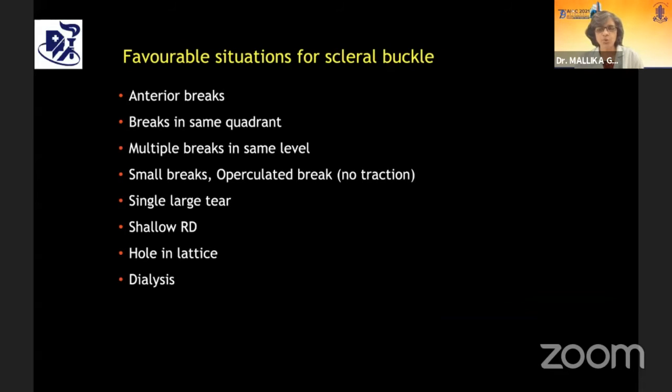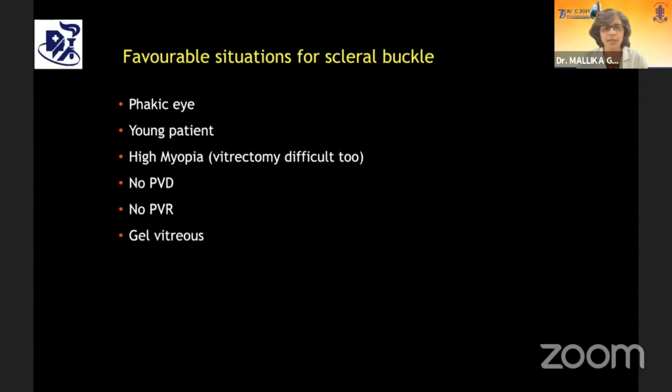Before we know what are unusual situations, it's better to know what are favorable situations for a buckle. Anterior breaks, breaks in the same quadrant or in the same anteroposterior level, small breaks, operculated breaks without traction, a single break which may be large, a shallow RD or holes in lattice, a peripheral dialysis. These are easy to buckle.